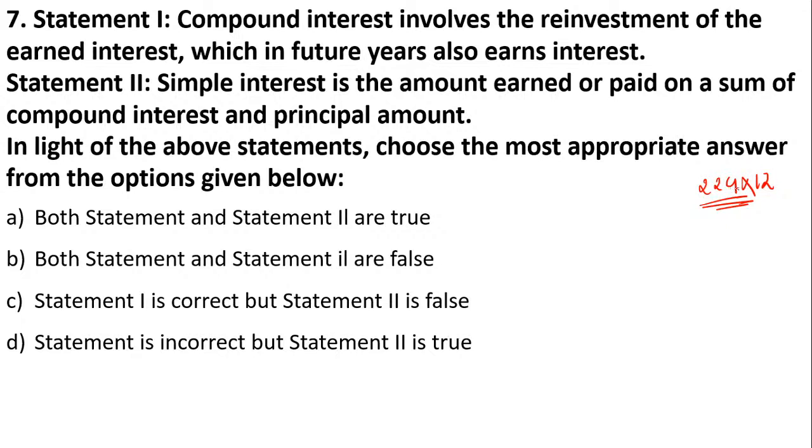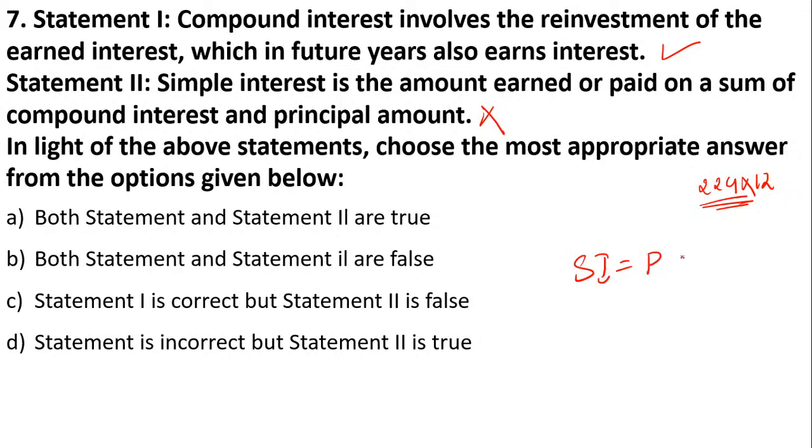Then you applied compound interest and you multiplied 12 by 224 and not 200, because in simple interest we apply it on the principal amount only, but in compound interest we apply it on the amount of the previous month. So this statement is correct, while the statement that simple interest is the amount earned or paid on a sum of compound interest and principal amount is absolutely wrong.